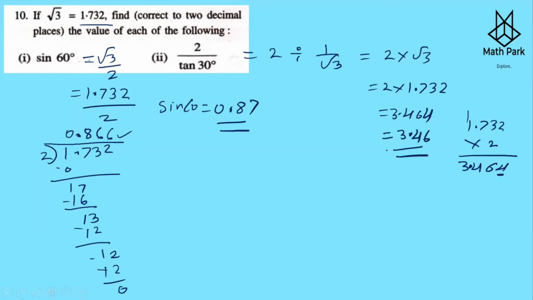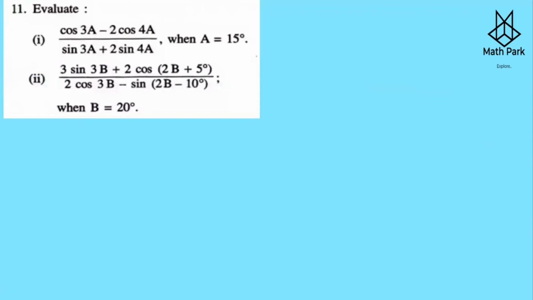Got it? Question number 11. Evaluate cos 3A minus 2 cos 4A upon sin 3A plus 2 sin 4A when A is equal to 15. Now you are given A is equal to 15. Put A is equal to 15 here. So 3 times 15 is 45, so we get cos 45 minus 2 cos 4A. 4 times 15 is 60, so 2 cos 60 upon sin 3A, that is sin 3 times 15, sin 45, plus 2 sin 4A.